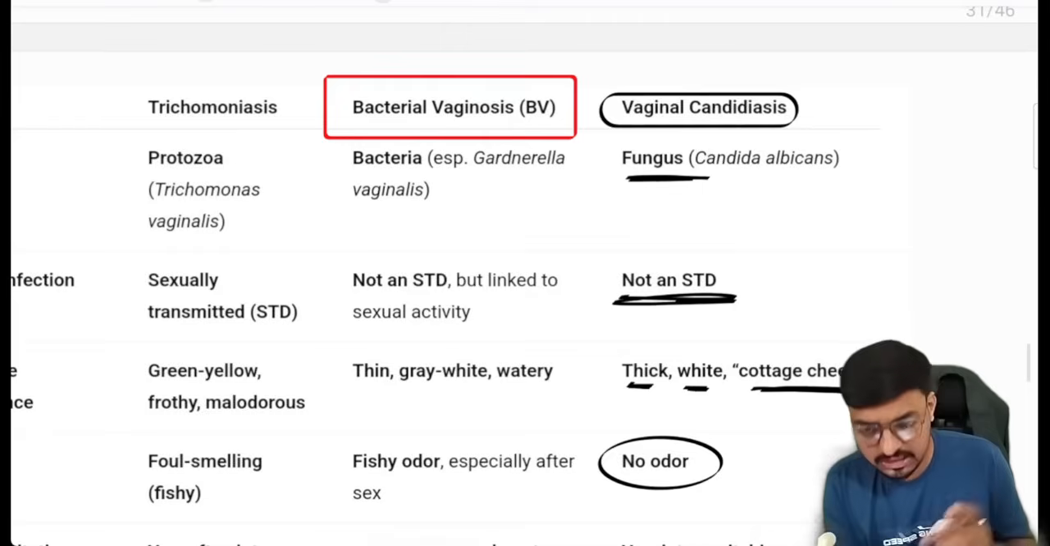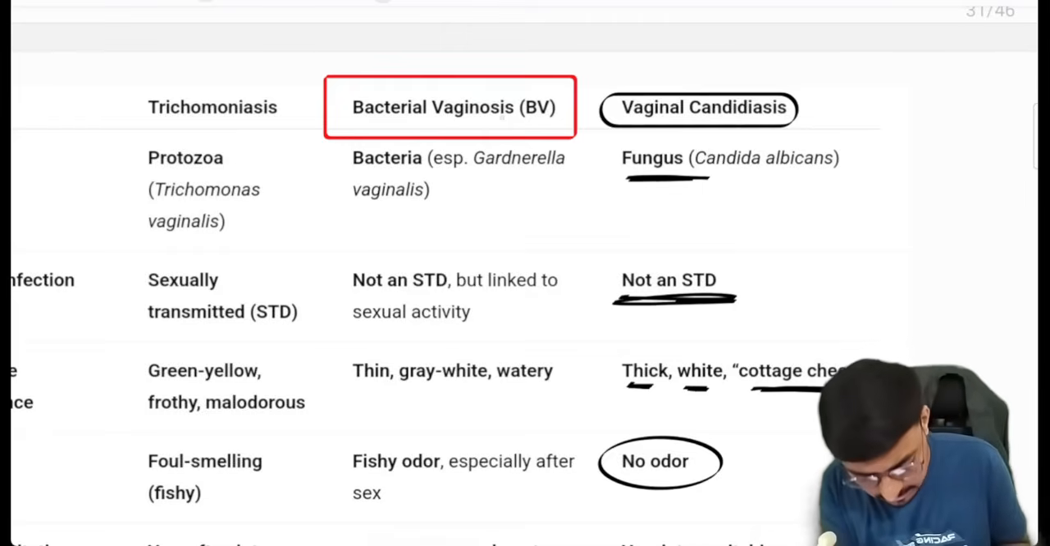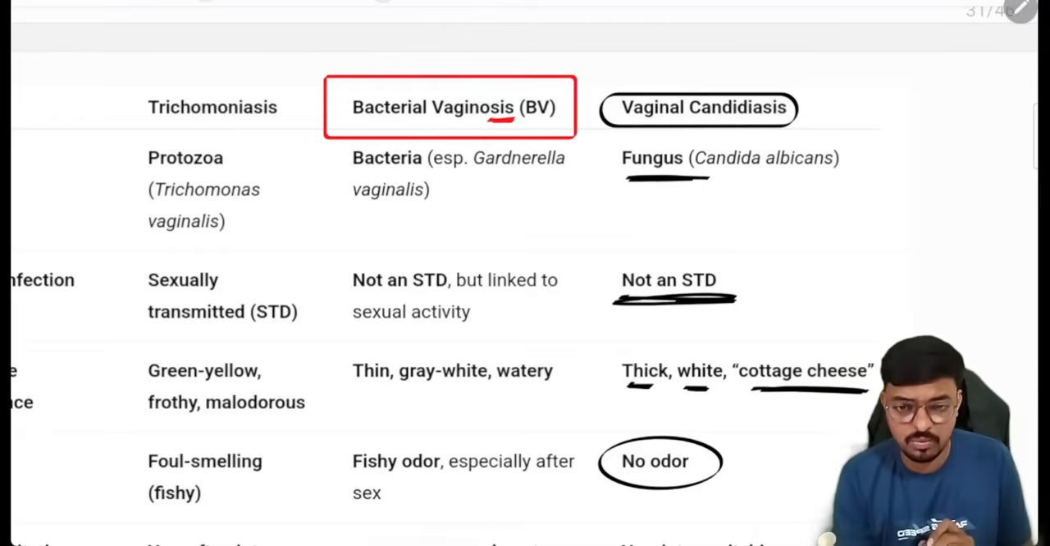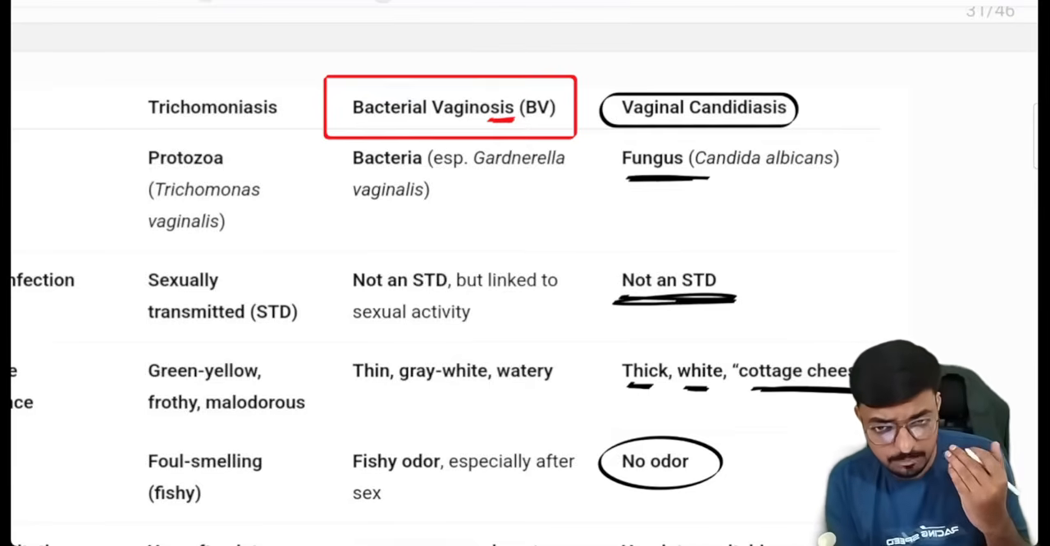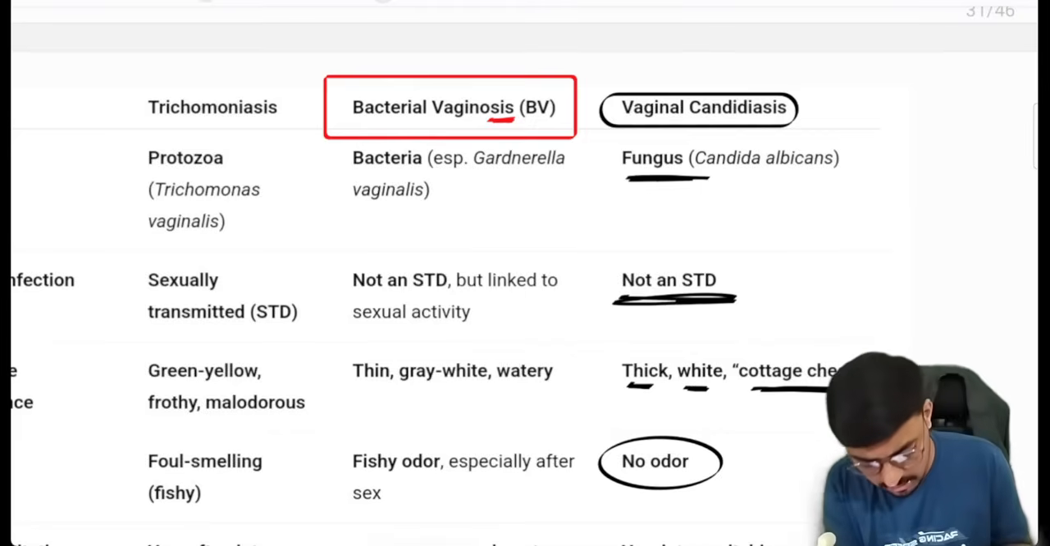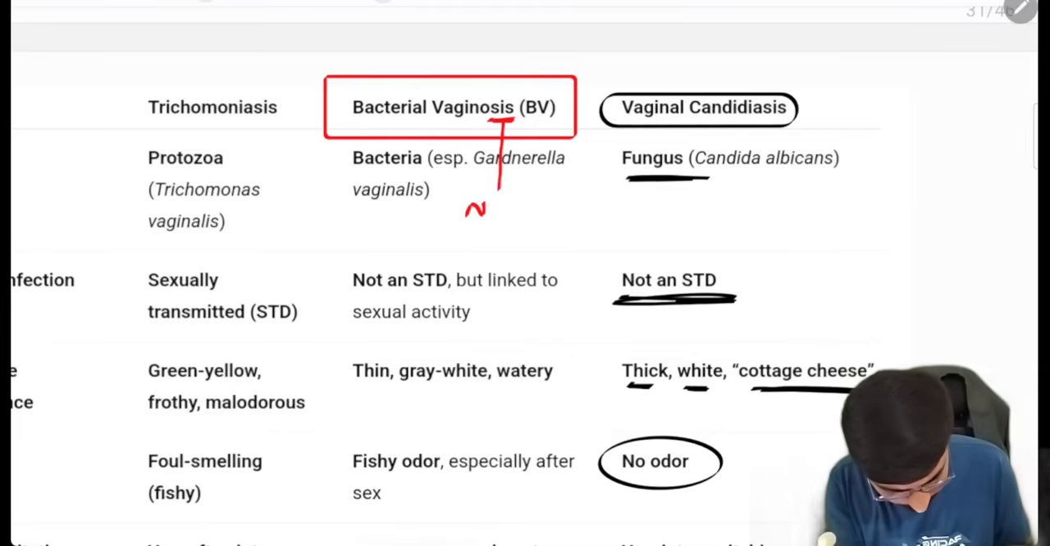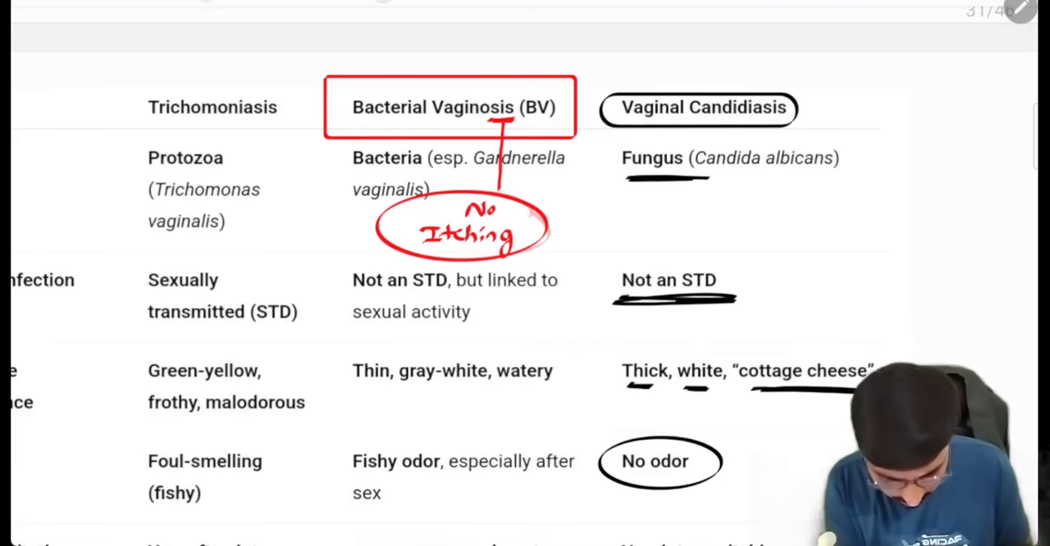Look at this one, bacterial vaginosis, which is not a vaginitis. In bacterial vaginosis there is no inflammation. It means there is no burning sensation, there is no pain, and there is no itching. Very important.